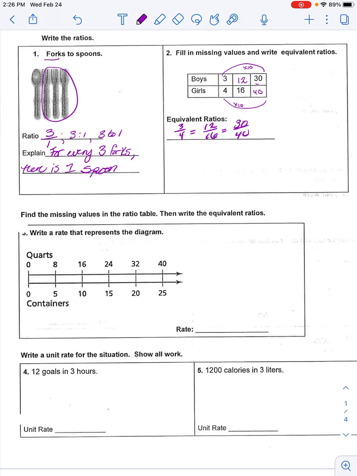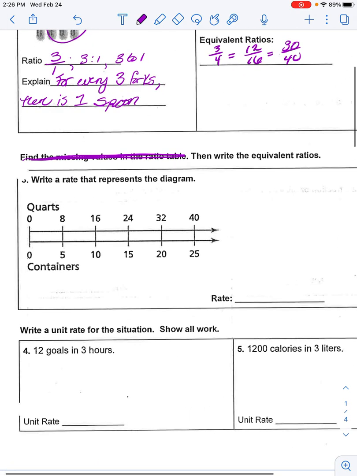Number 3, find the missing values in the ratio table. Then write the equivalent ratios. Oh, that goes up with the one above. Sorry, we didn't erase that out of there. We are writing a rate that represents the diagram. So rates are different units, right? So we're comparing quarts and containers.